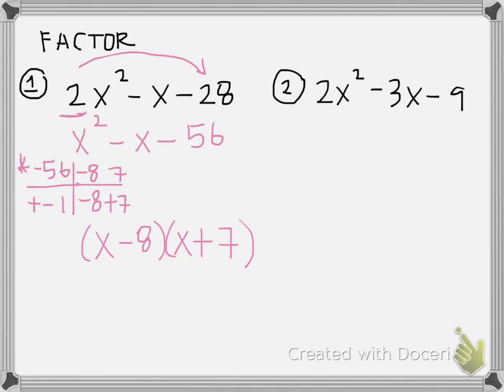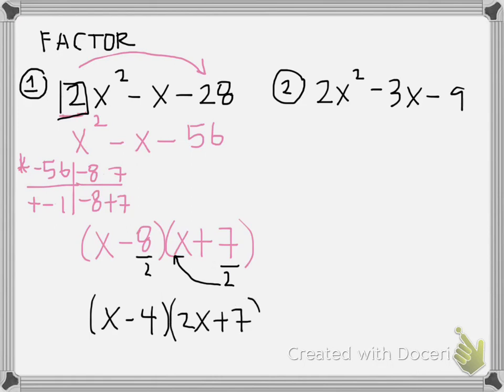We're not done because we multiplied by 2 in the very beginning, so we now have to divide both of these by 2. So 8 divided by 2 is going to give you a 4. 7 can't be, that fraction can't be reduced, so we're going to bring that 2 up. So this is going to be 2x plus 7. Okay. Always check it to make sure that you are correct. You should never miss a factoring problem because you can multiply it out to check your answers.